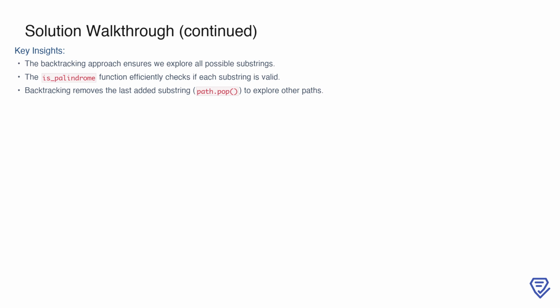The key takeaway here is how the backtracking approach systematically explores all possible substrings, using the is_palindrome function to ensure validity. By removing the last added substring during backtracking, we efficiently explore alternate paths, ensuring no possibilities are missed.